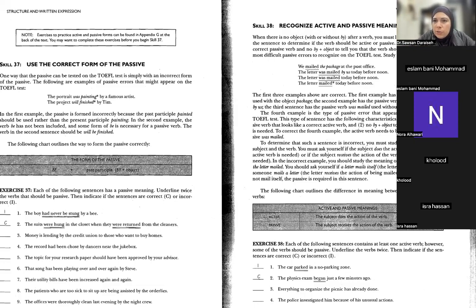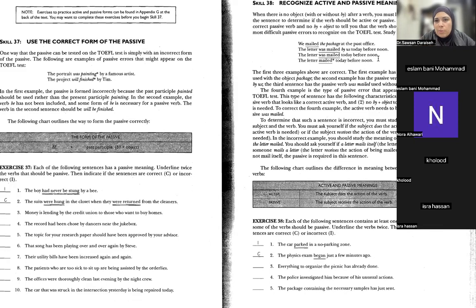so let's continue. We need to look at the meaning of the verb, etc. Sentences with an incorrect passive verb, or no by object, to tell you that the verb should be passive, are the most difficult passive errors to recognize on the TOEFL. So sometimes you might have problems. And they're difficult. Do you know why they're difficult? Because there's no by object sometimes. But I don't think they're difficult. I think that you can tell.